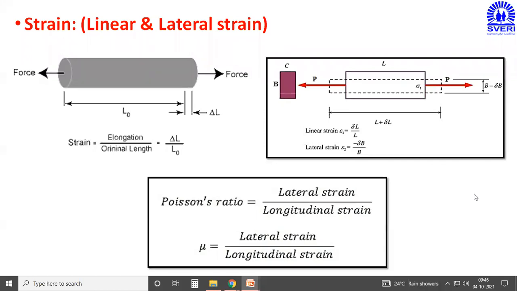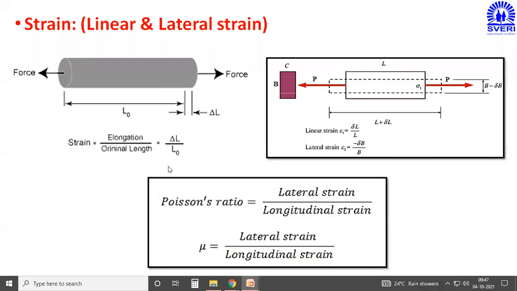In addition to that, we discussed another definition, that is strain. The simple definition of strain is that strain is equal to change in length upon original length. The change in length is also called elongation, and it is indicated by delta L. The original length is indicated by L0. If the member or body is subjected to some amount of force, the length increases if it is under tension, and the length decreases if it is under compression. Either way, there is a change in dimension. That change in dimension upon original dimension, that ratio, is called strain, and strain is a unitless quantity; there is no unit.